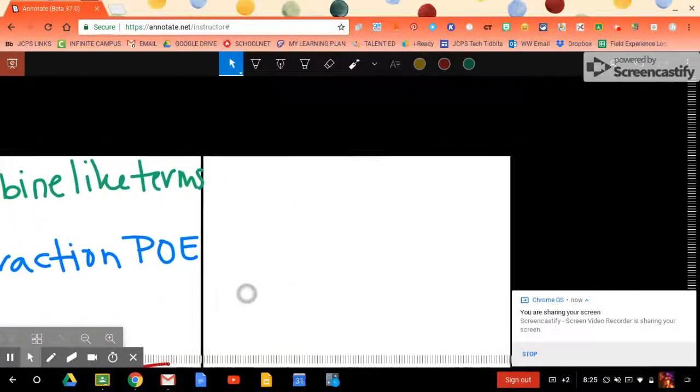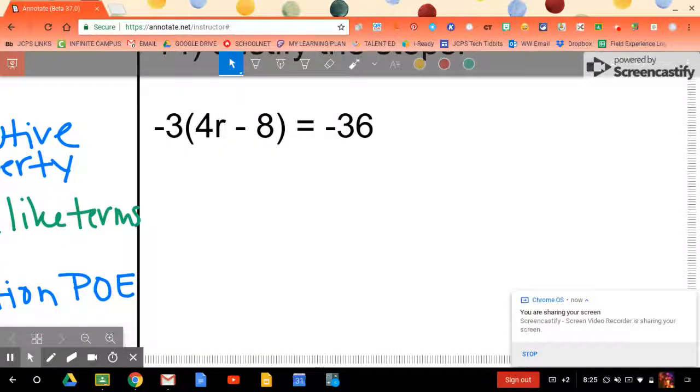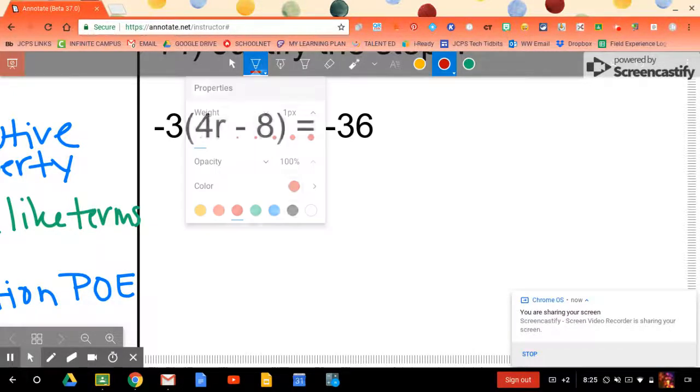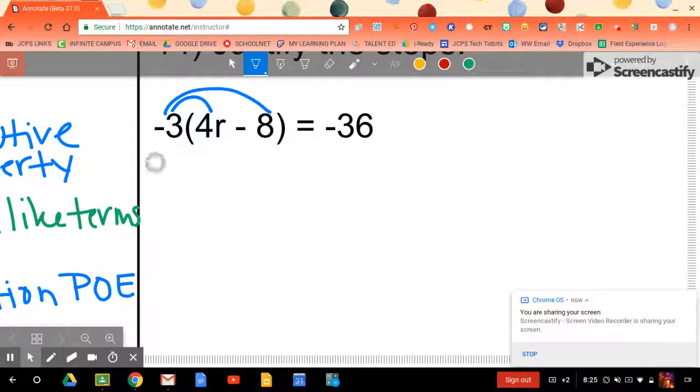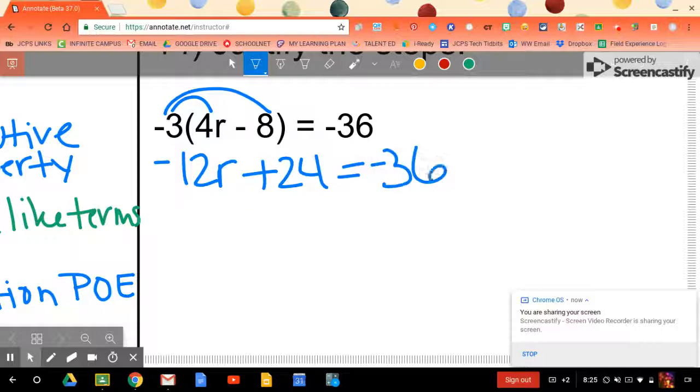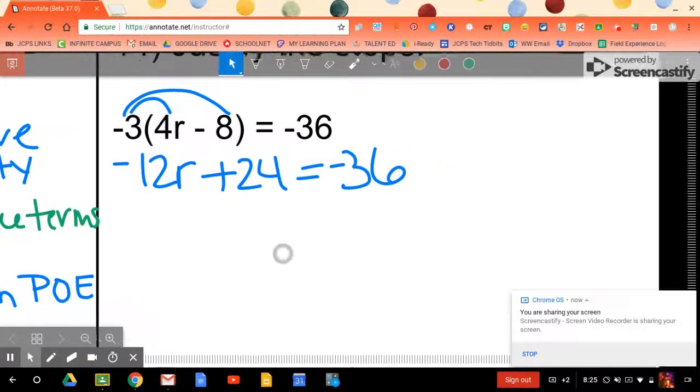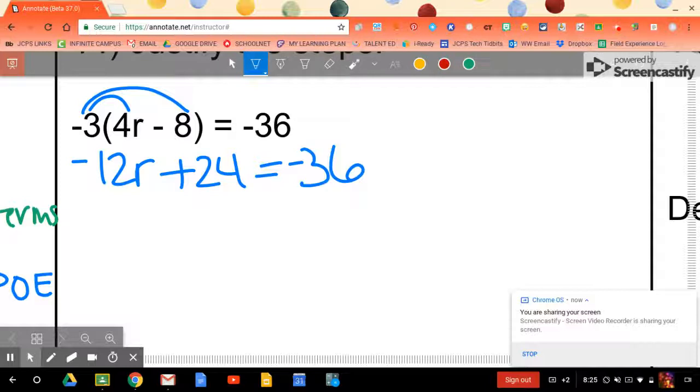Okay, moving on to the next one, I want you to justify your steps again. First thing you're going to do is distribute. So you get negative 12r plus 24 equals negative 36. This is your distributive property.